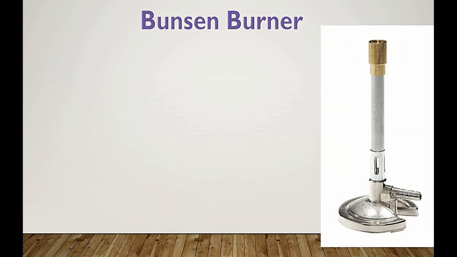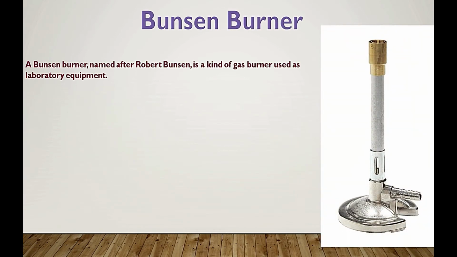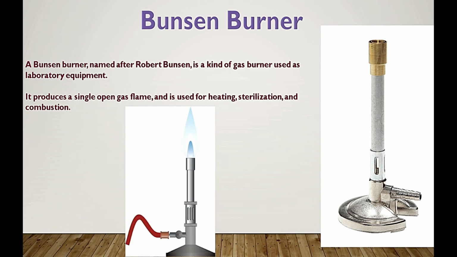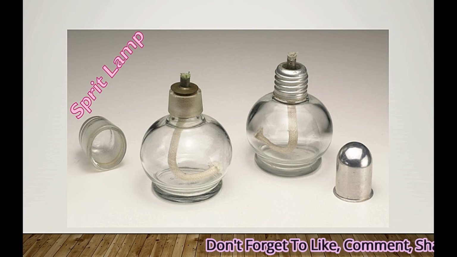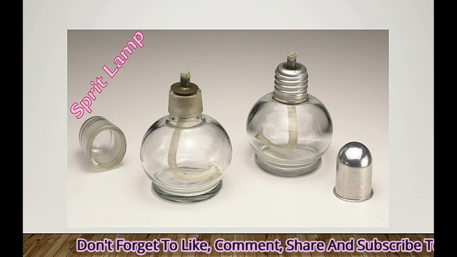Another apparatus is Bunsen burner. A Bunsen burner, named after Robert Bunsen, is a kind of gas burner used as laboratory equipment. It is connected with the gas connection. It produces a single open gas flame and is used for heating, sterilization and combustion processes. If this Bunsen burner is not available, we can use spirit lamps also in chemistry labs.